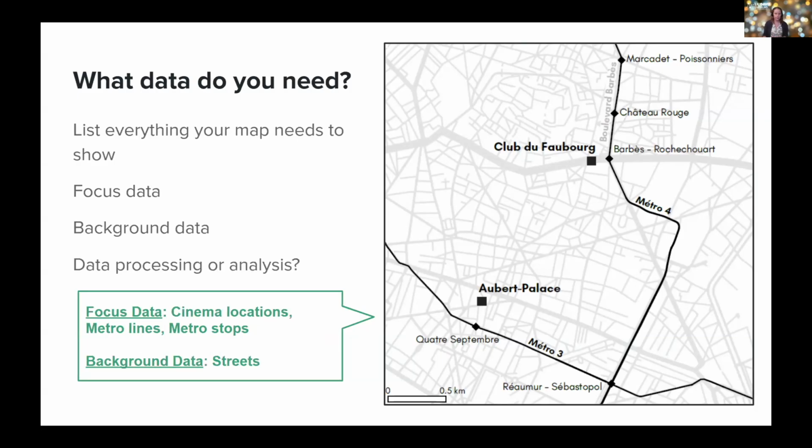So once we figure out what our story is, we have to figure out what data we need to tell that story. I will sometimes just make a list of everything that needs to go into the map. I'm going to think about what my focus data is, what my background data is, and whether I need to do any data processing. So for example, in this example map, the focus data is the cinema locations, the metro lines, and the metro stops. The background data is the streets. That's less important here, but we still need that for people to be able to understand this map, orient themselves, and get a sense of scale as well.